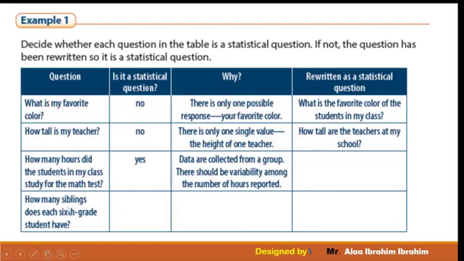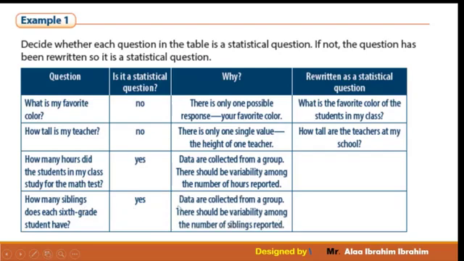How many siblings does each sixth grade student have? Sibling here means the number of brothers or sisters you have. So this is yes, because there are many different answers. So I am dealing with a statistical question here. Data are collected from a group, and there should be variability among the number of siblings reported. So I think the idea of a statistical question is that you have to deal with a group, not one single thing.